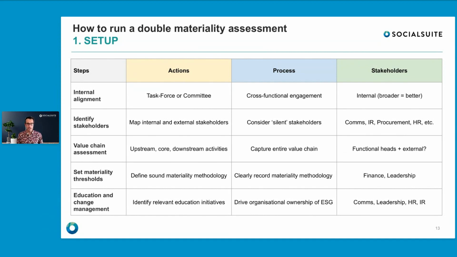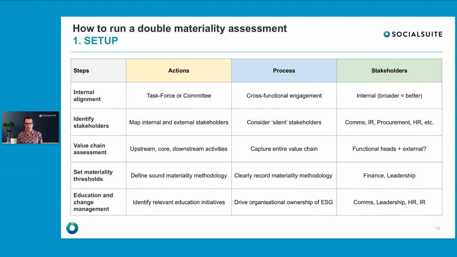To help with that mapping, do a value chain assessment. So look at upstream, core, and downstream activities and capture all those activities, not just to map your stakeholders, but to really get a sense of what is your entire value chain. Because what we're going to do in phase 2 is really look for each of those activities across the value chain. What are the sustainability topics and the impacts and risks and opportunities? So make sure here that you engage with your functional heads or the key internal stakeholders to work out what are those components and activities that we have across that entire value chain.